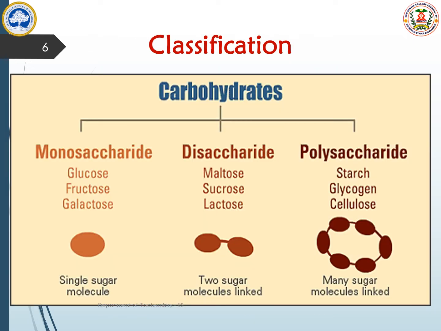Hence, carbohydrates are classified into three categories. The first is the monosaccharide, which is a single sugar or a simple sugar. The second is the disaccharide, which consists of two sugars linked via a glycosidic bond. The third is the polysaccharide, where many units of sugar link to form a polymer. Here are the examples. For monosaccharide: glucose, fructose, galactose. For disaccharide: maltose, sucrose and lactose. For polysaccharide: starch, glycogen and cellulose.